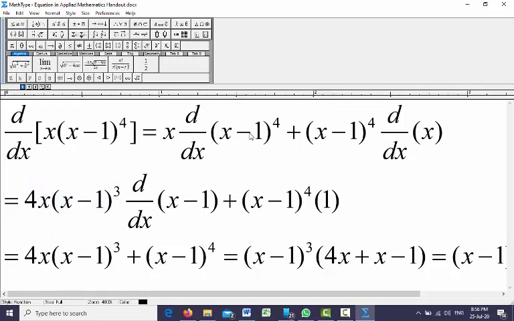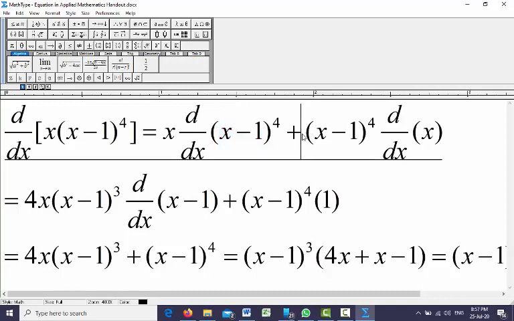Now we will do differentiation of inside material. Inside we have x minus 1. If you do differentiation of x, we will get 1. If you do differentiation of this one, there is no variable, we will get 0. So if you do differentiation of x minus 1, you get only 1.